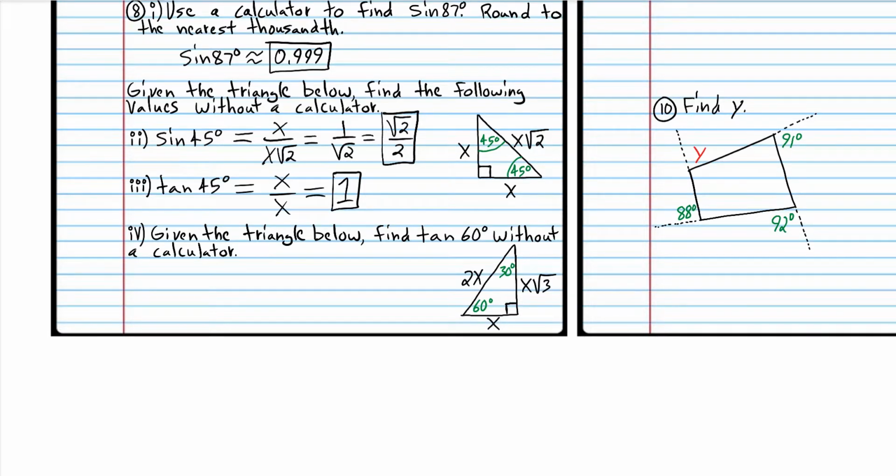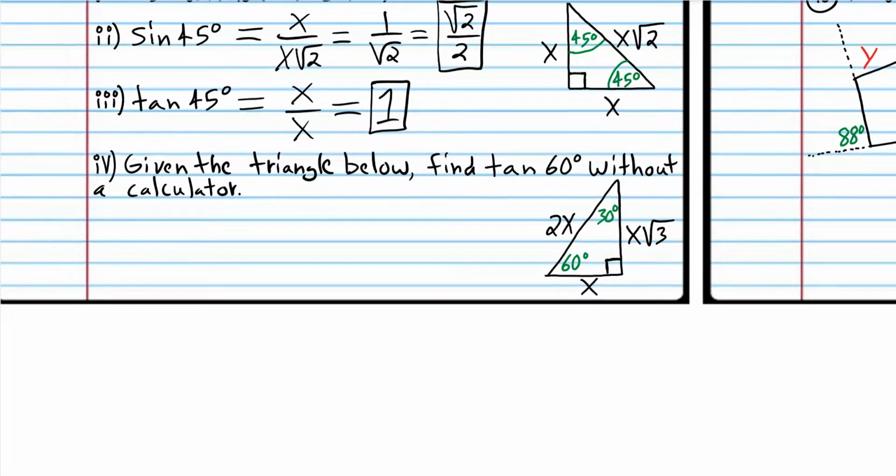Now we go to the 30, 60, 90 triangle. Again, these are special triangles. Attempt part 4. When you come back, we'll do it together. All right, we're back. So we look at the 60-degree angle, and tangent is opposite over adjacent. So that's x root 3 over x.